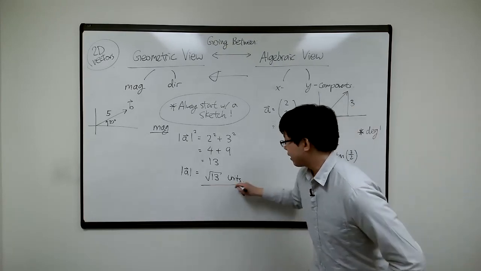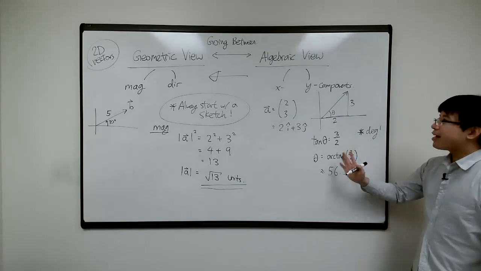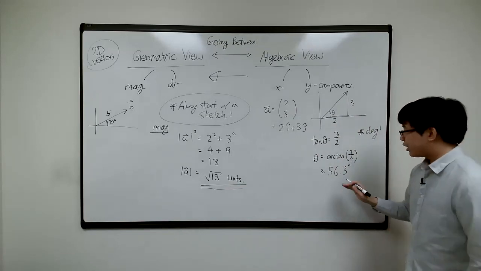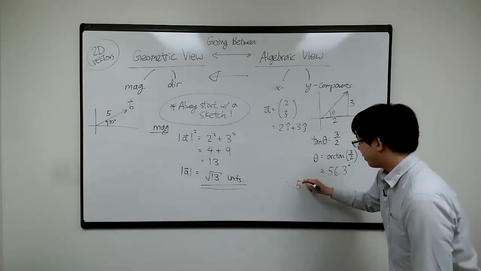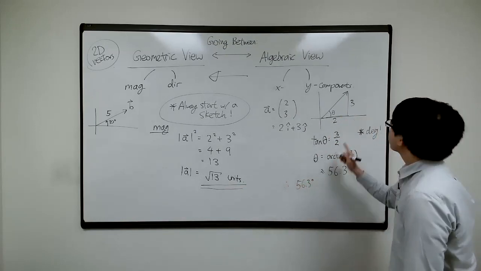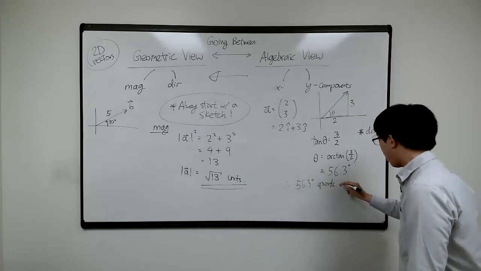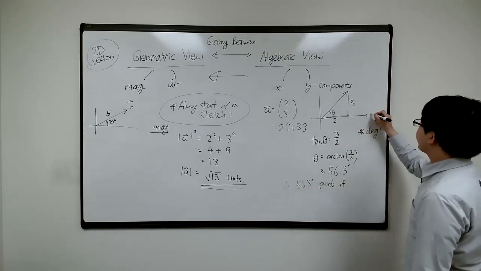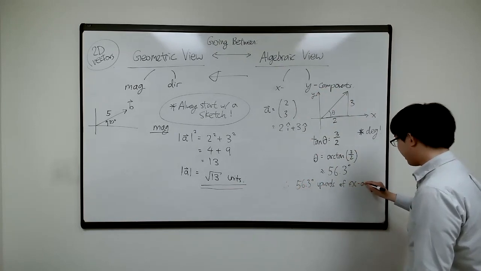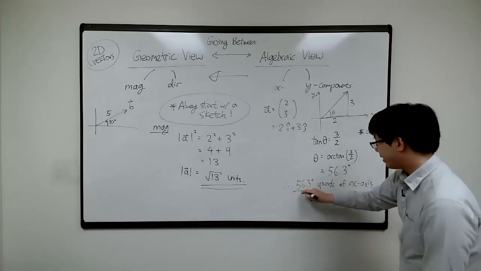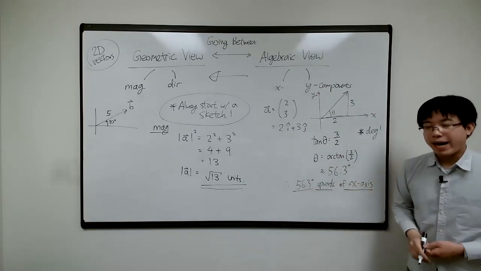Well, this is good, right? That's the magnitude. But don't just leave it like this. Remember, when you give a direction of a vector, you need 3 pieces of information. So I should say the complete answer is 56.3 degrees upwards of the positive x-axis. So you have 3 pieces, count what angle, which way, and from where, like that.